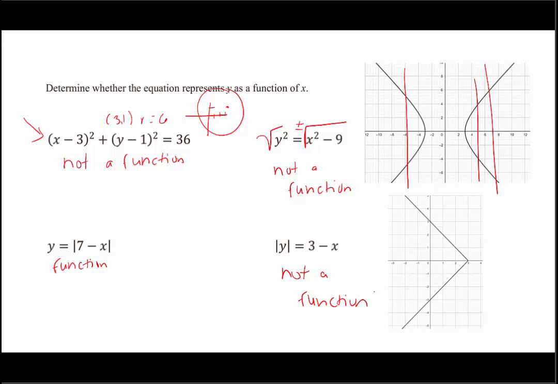These have been examples of determining whether a relation is a function when given its equation.